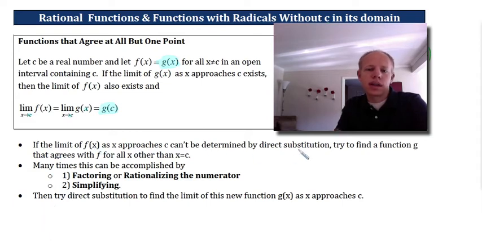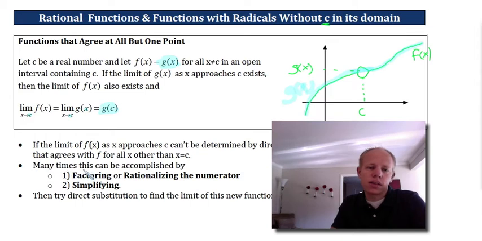So we can't determine direct substitution, so we try to find a function g that agrees with everything except x equals c. So what we have to do when we're finding this can be accomplished sometimes by factoring or rationalizing the numerator and then simplifying. So what we're talking about here is we're going to be getting rational functions where we would get 0 in the denominator. So if we can somehow alter this equation to where we wouldn't get the 0 down here, then we can try direct substitution in this new function, g of x. All right, let's try some examples. This will become a lot more clear.